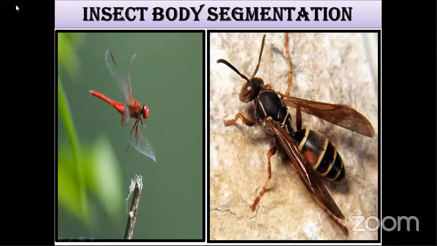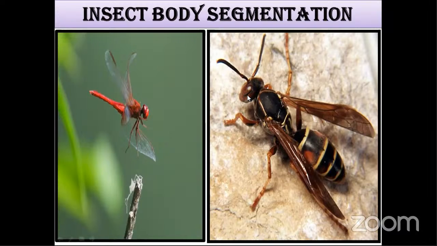Okay, very good afternoon. Today we will discuss body segmentation of insects, or insect body segmentation. You can see these pictures. This is the insect body, which is divided into three regions, or three tagma, or three parts.